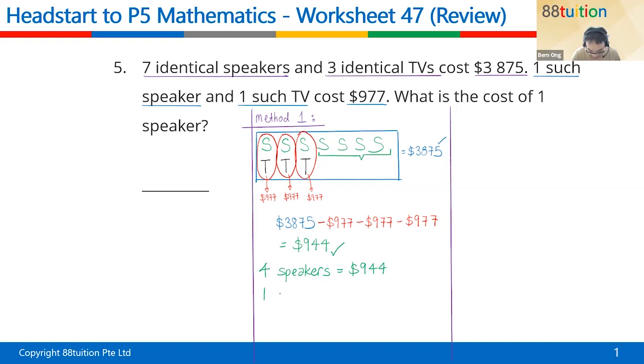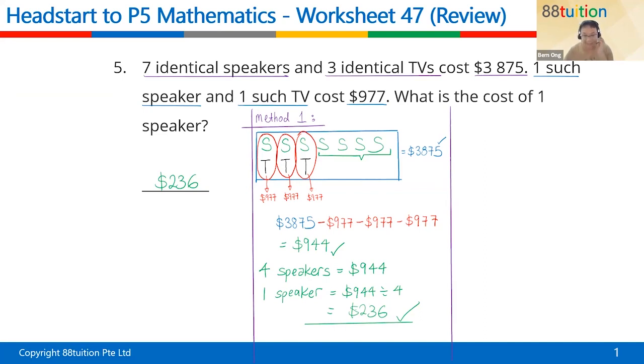So how do you find one speaker? Easy. Now it's easy already. Because the question asks you for one speaker, you take 944 divided by 4. Thank you, Fanta, which is Toby. So 944 divided by 4 is equal to what? 236. 236 is actually the price of one speaker. Is that okay, children? So what is the cost of one speaker? The answer is 236. Ta-da! Is that okay? This is the nice way of presenting.